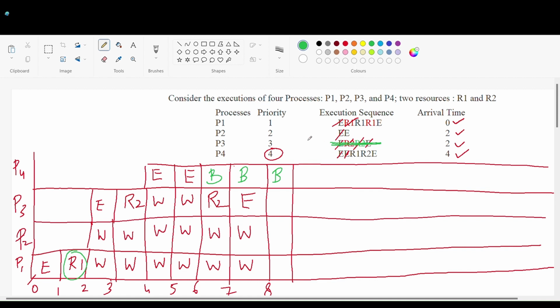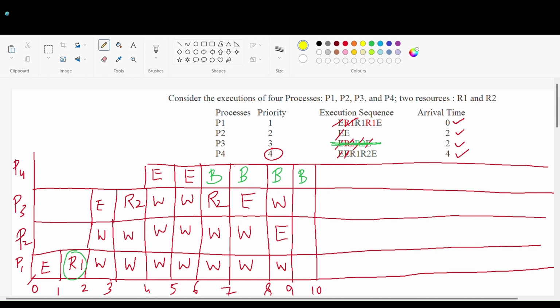Clear this point, right? Now which process has the high priority? P2. So P2 will start to execute here. P2 will execute E, right? And the other processes will go to the waiting state. At 10, the process P4 is still blocked because R1 is still not free.